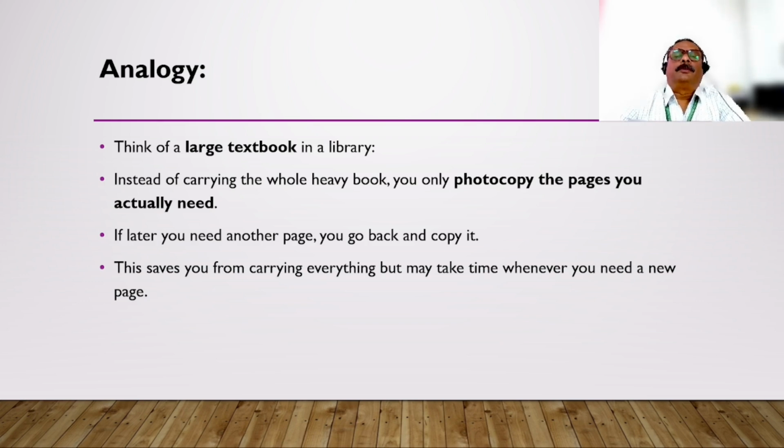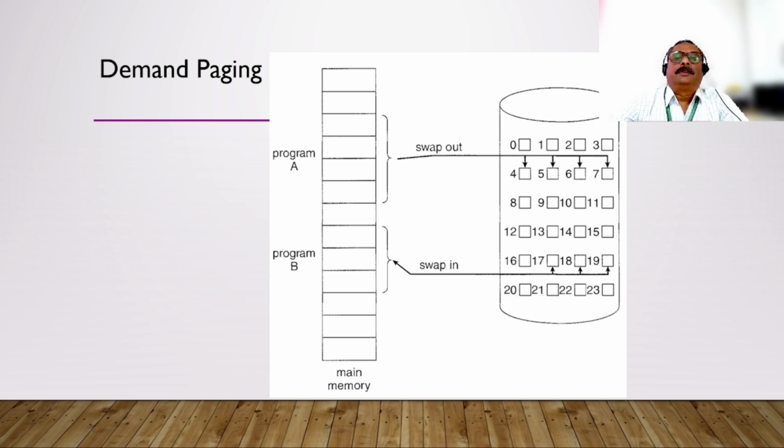So the whole book may not be required at any given time, only a part of that is required at any given time. Just make a photocopy of that and use it. So that's a simple analogy we can talk of.